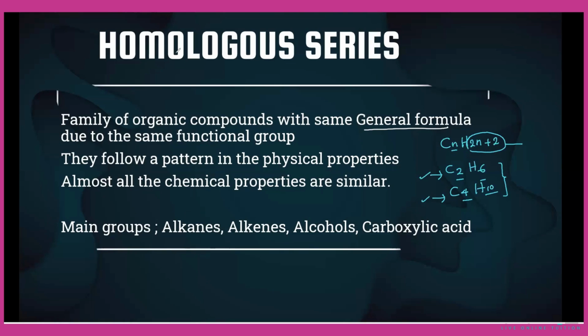So in our syllabus, the main groups of homologous series that we are going to study are alkanes, alkenes, alcohols, and carboxylic acids. When we study polymers, another functional group, esters, comes in, but we don't focus much on this because it's only a simple point that we have in polymers. So the main four groups that we are going to study in homologous series are alkanes, alkenes, alcohols, and carboxylic acids. So let's now move ahead.